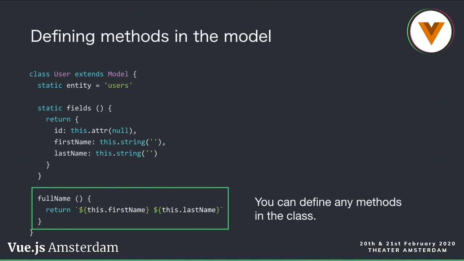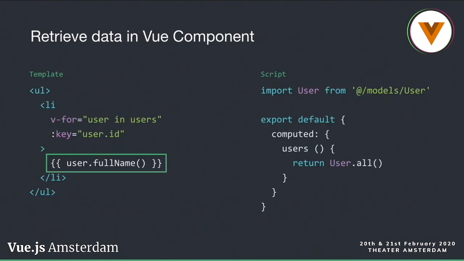In this case, we define a full name method in the user model, and it just concatenates its first name and last name, and you can just use it in a template. This feels really nice, because many times when you want to do this kind of stuff in the Vue component, you have to define a computed property, but it was pretty hard to share that logic, right? How to share that computed property. But now you can define that in the model, so you can just magically use this method.